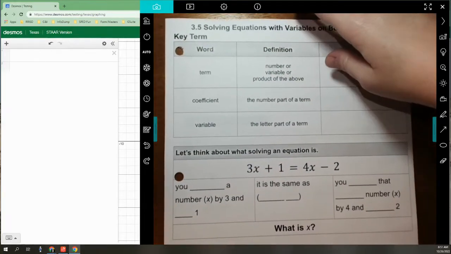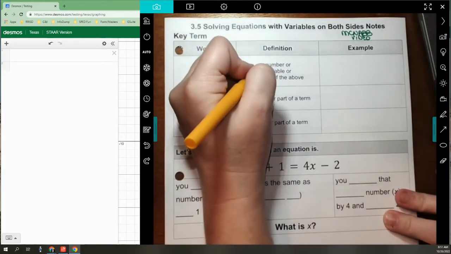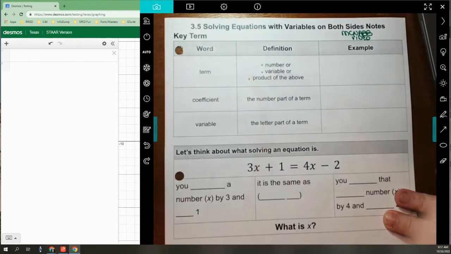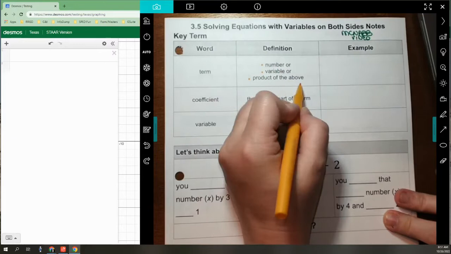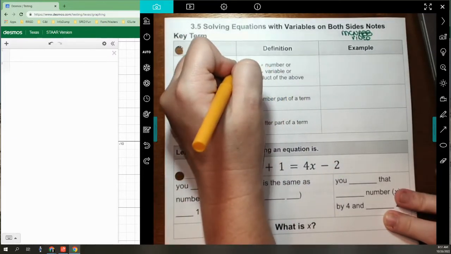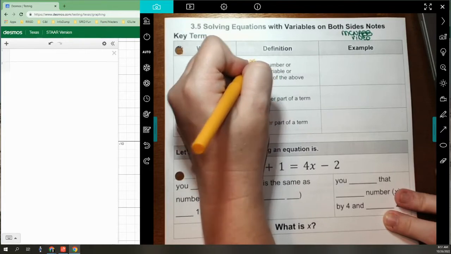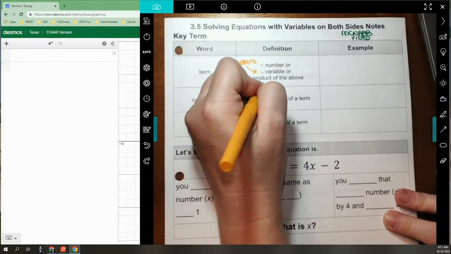Okay, so first up, let's go ahead and talk about our vocabulary, our key terms here. First one is actually term. A term, we have reviewed this before, is a number or a variable or a product of the above. Remember that variables are letters and product means multiply.